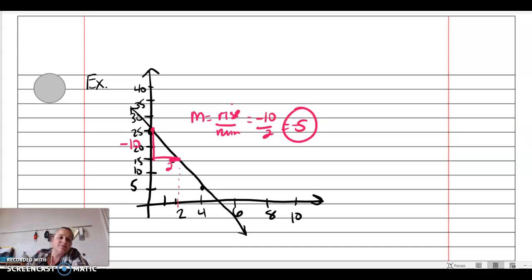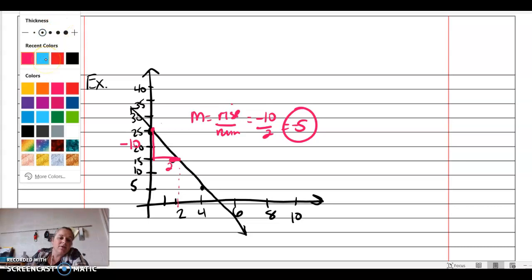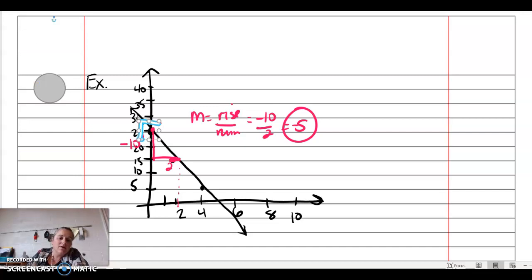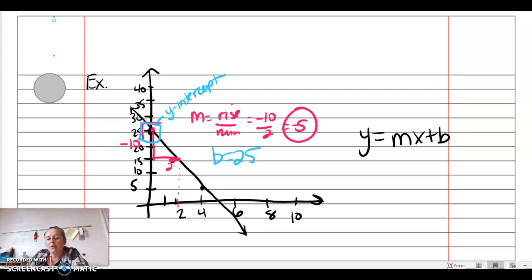Y-intercept is right here. Oops, I want the blue. It's 25. So if we go to write our equation, we get y equals mx plus b. Y equals your slope, your rate of change, your coefficient, which was negative 5x, plus your y-intercept was 25. Okay, that's it.